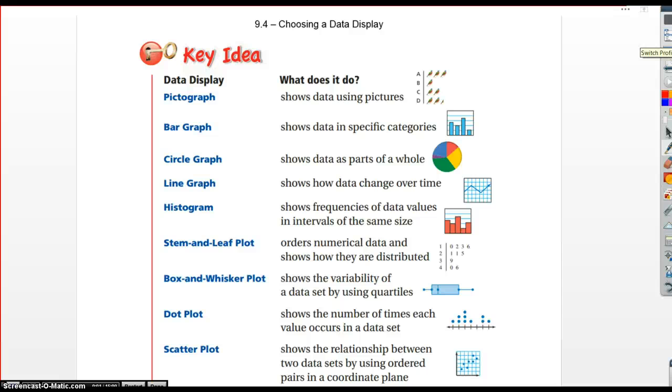All right, 9.4 is all about choosing appropriate displays of data, and we're also going to talk about misleading representations of data in the second half of this lesson. Okay, so we have several types of displays of data.